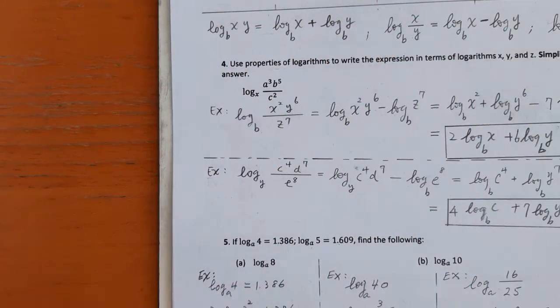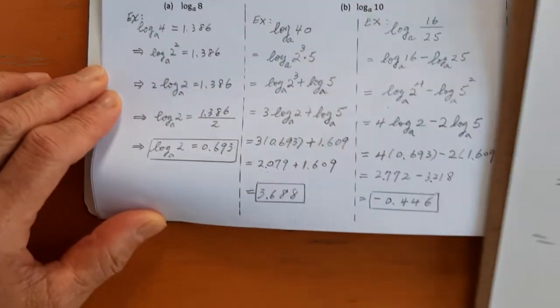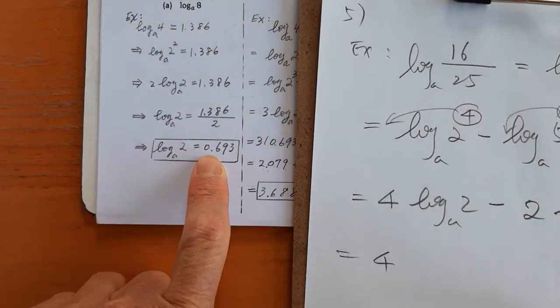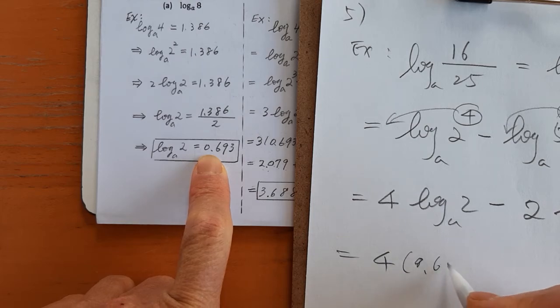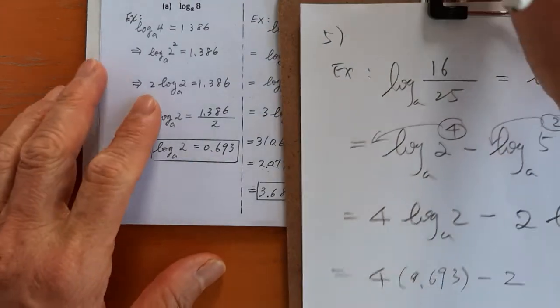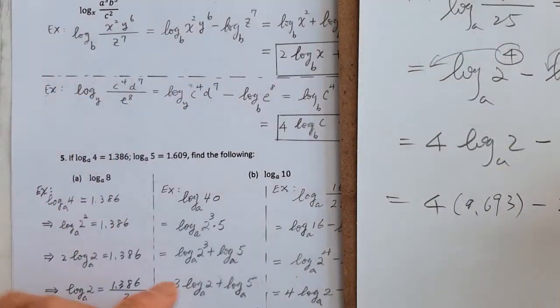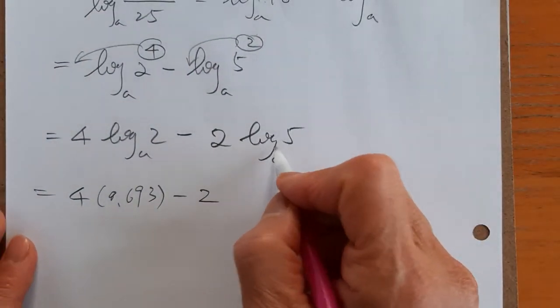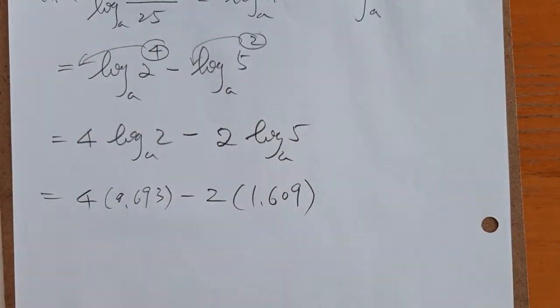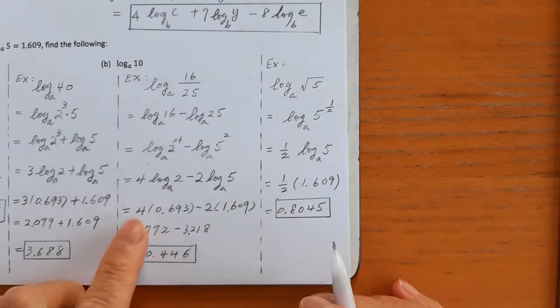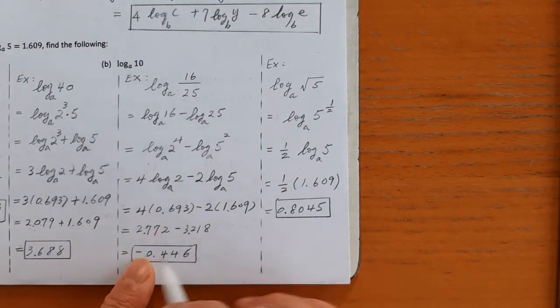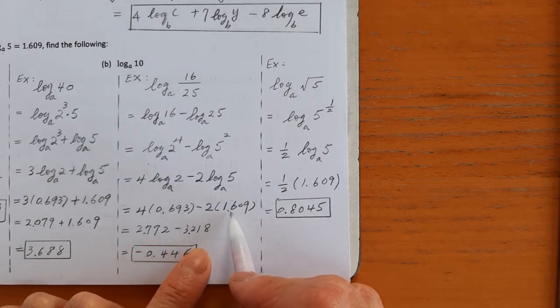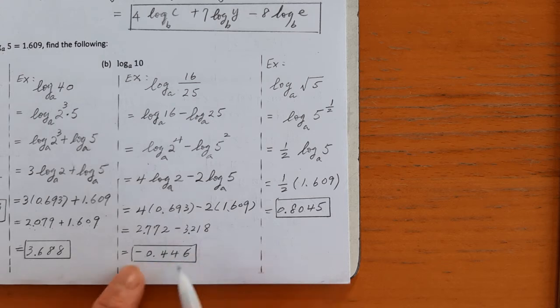Now, what is log 2? That's from the first example. We got log 2 is 0.693. Minus 2 times, what is log 5? Log 5 is 1.609. Then you figure out 4 times 0.693 is 2.772, minus 2 times 1.609 is 3.218. And you will get negative 0.446. And next example.